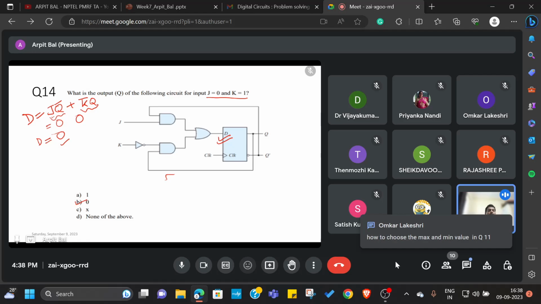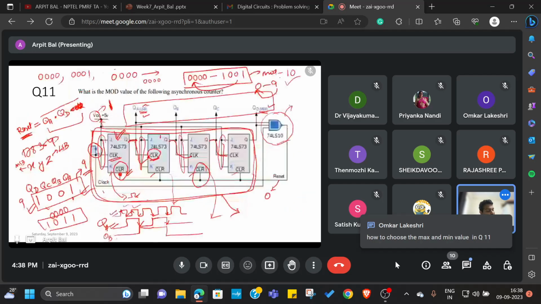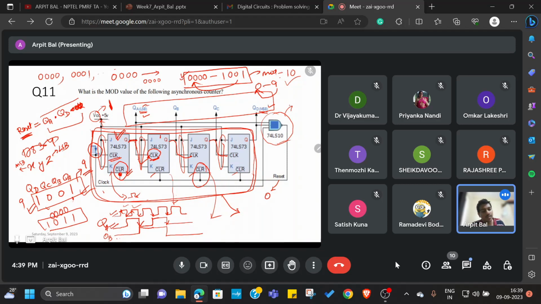Okay, how to choose the max and min value in question 11? Okay, so in this question, what I did is I figured out that it is going to be an up counter. Once I figured out that it's an up counter, when is the first time QD QA is going to be 1 1?